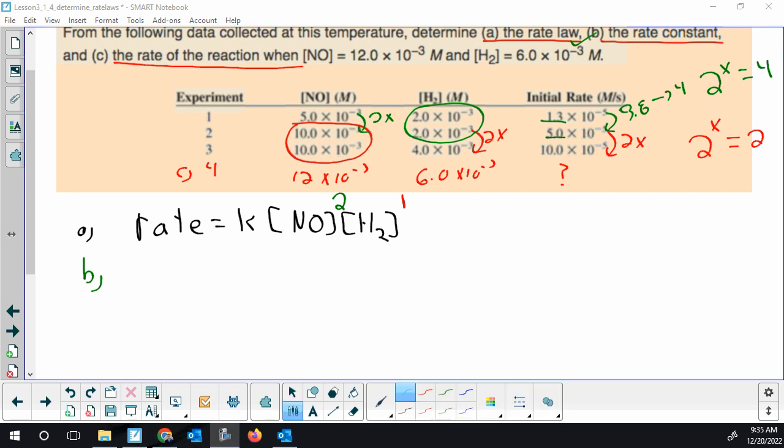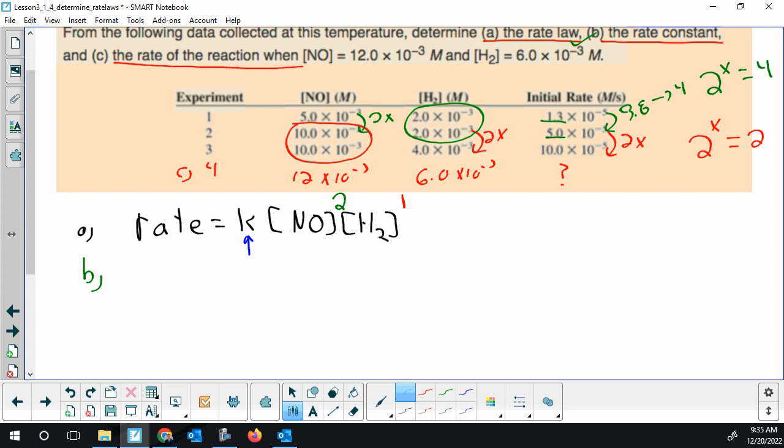B, so we want to get the rate constant, K. We're going to rearrange this equation to solve for K, and then we've got three options to solve it. I could do experiment 1, because in experiment 1, I know the rate and I know the concentrations. I could solve for K. Experiment 2, I know all the pieces but K. Or experiment 3, I know all the pieces but K. So you could pick any one. I'm going to pick the first one to get the answer.